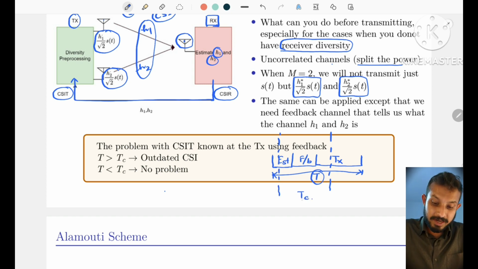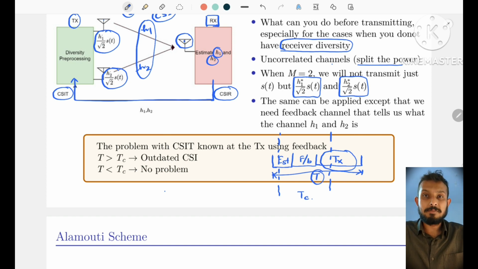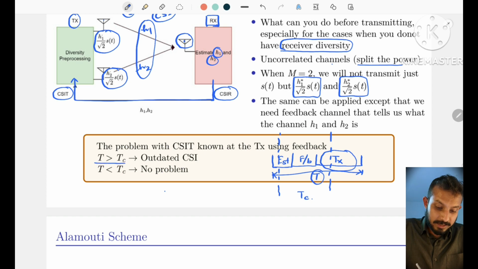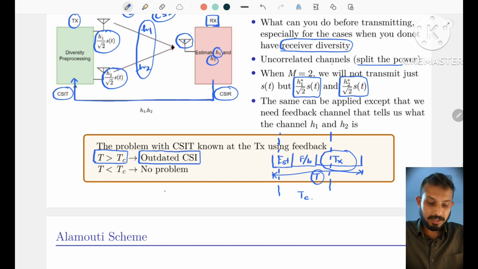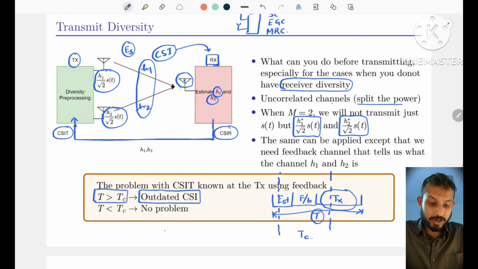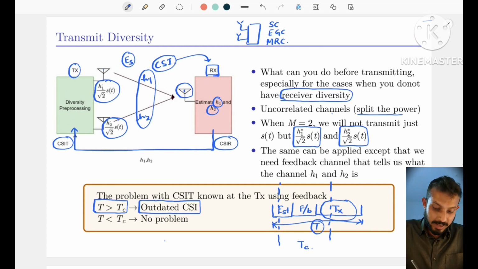So what you have estimated in the coherence time TC, then you send a feedback, but your transmission is not complete. So when the receiver detects the signal, the CSI information has been outdated at that time. That means when this time is greater than the coherence time, you have a problem of outdated CSI. So this transmit diversity, you can only apply when this measured time is less than the coherence time. Otherwise, you have a problem. You have outdated CSI and you cannot detect the signals because the CSI has expired and you have a new channel.